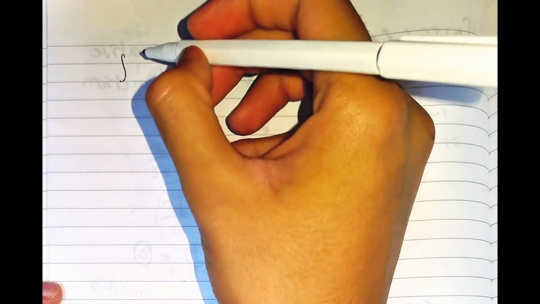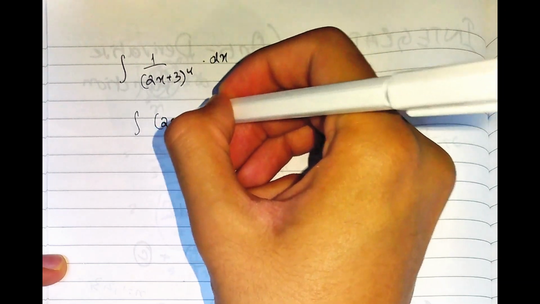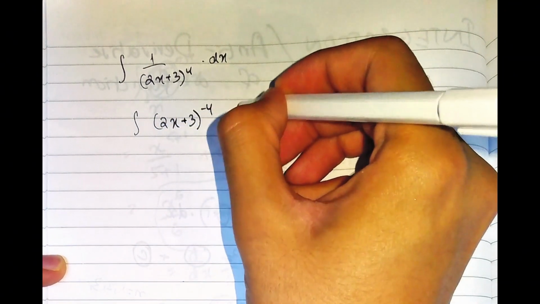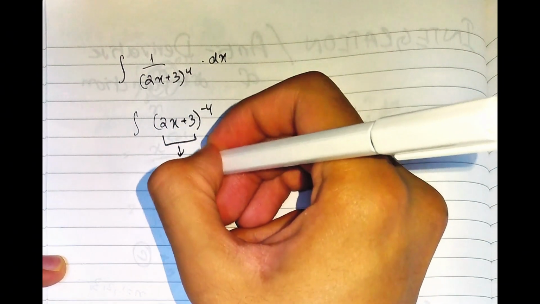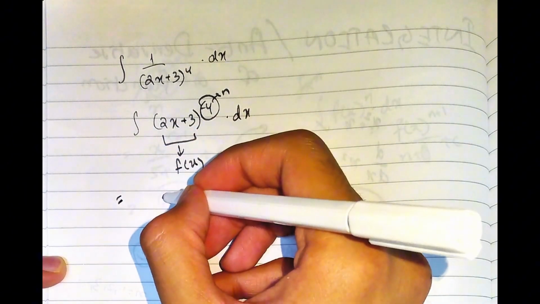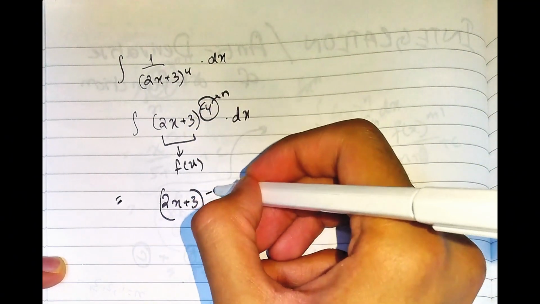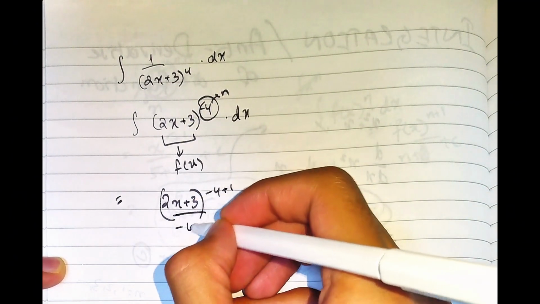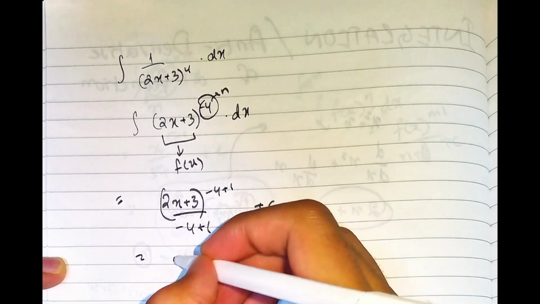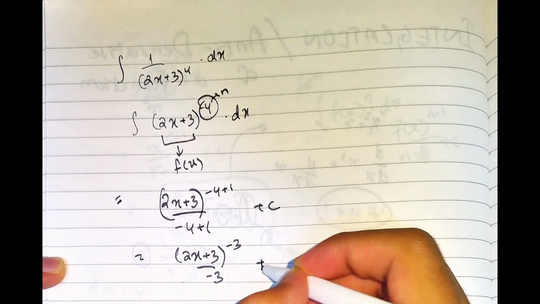Okay. Now let's try to find the integral of 1 divided by (2x plus 3) power 4, dx. First of all, we will reciprocate this thing. So we will have (2x plus 3) power negative 4, dx. Now this is the same thing as f(x), and this will be my n. So the same rule will be applied over here. First of all the function, then the power plus 1, so negative 4 plus 1, divided by the same factor over here, plus c. So we have (2x plus 3), negative 4 plus 1 is negative 3, divided by negative 3 plus c.